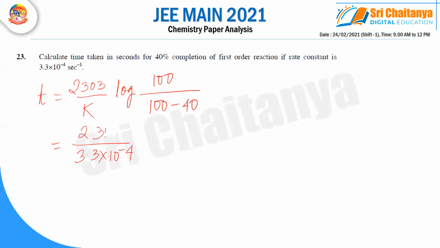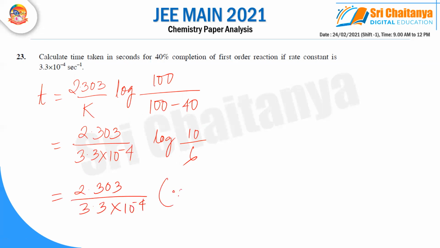This is 2.303. And this comes out to be log 10 by 6. Now log 10 is 1 and log 6 is around 0.78. So we'll have that part simplified to something like 0.22. When we multiply, we get something around 1535 seconds. The multiplication part is not my part, but this is where chemistry ends and the rest is your calculation.